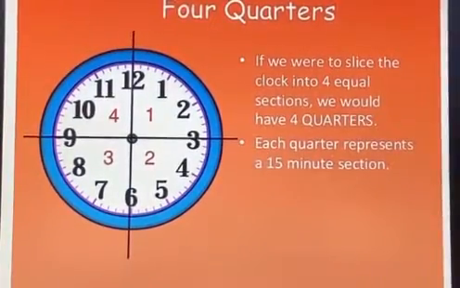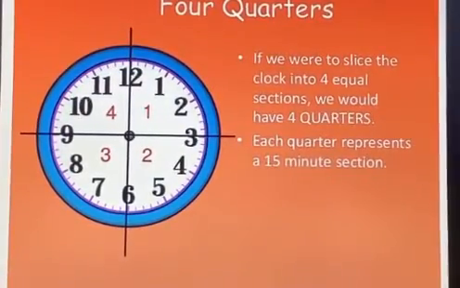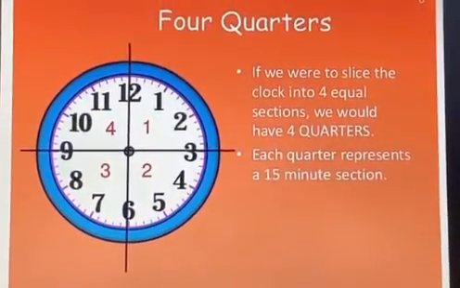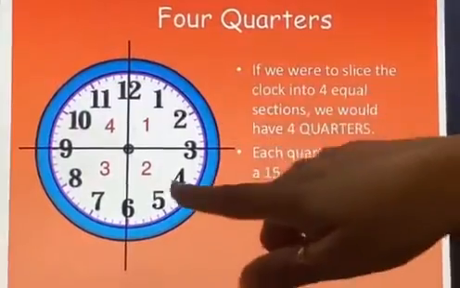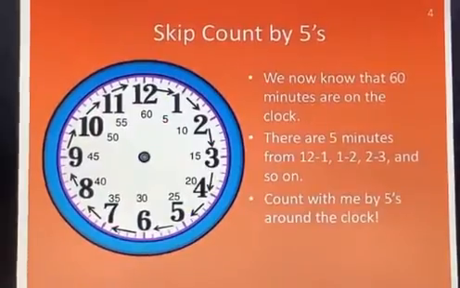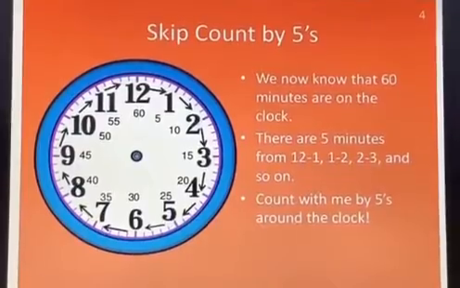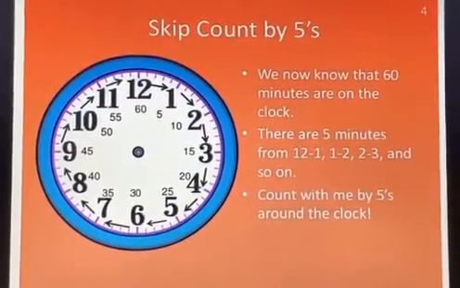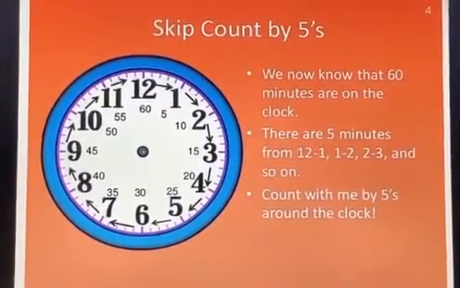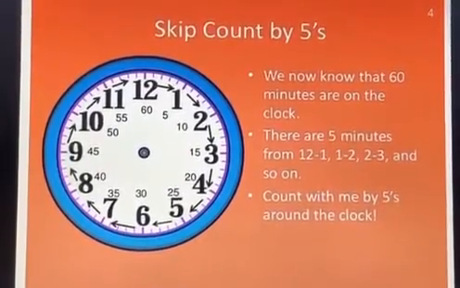4 quarters. If we were to slice the clock into 4 equal sections, we would have 4 quarters. Each quarter represents a 15-minute section. Skip count by 5s. We now know that 60 minutes are on the clock. There are 5 minutes from 12 to 1, 1 to 2, 2 to 3 and so on.